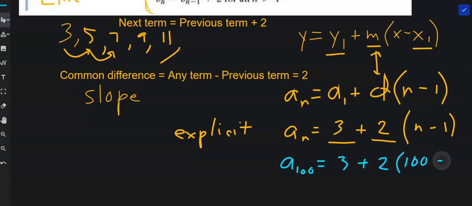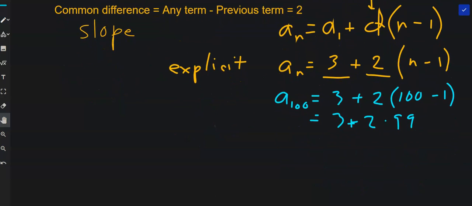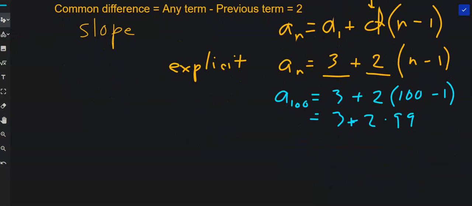Yes, I do realize 100 minus 1 is 99. And 2 times 99, that's 198. So what do we get here? 201? Yes, no, maybe so? Nobody wants to use the recursive to find the 100th term. We want to use the explicit, yes.